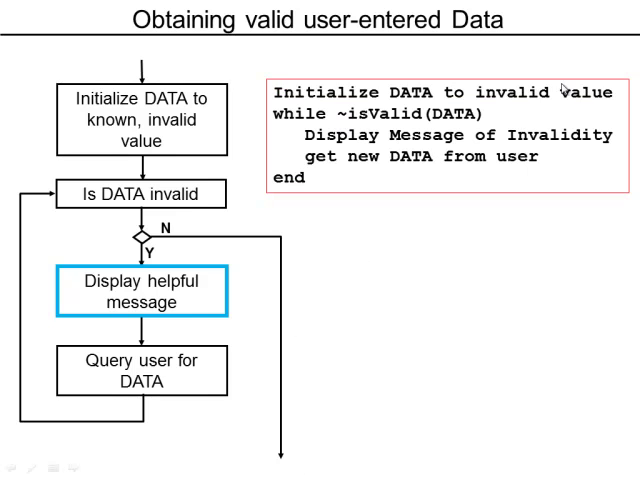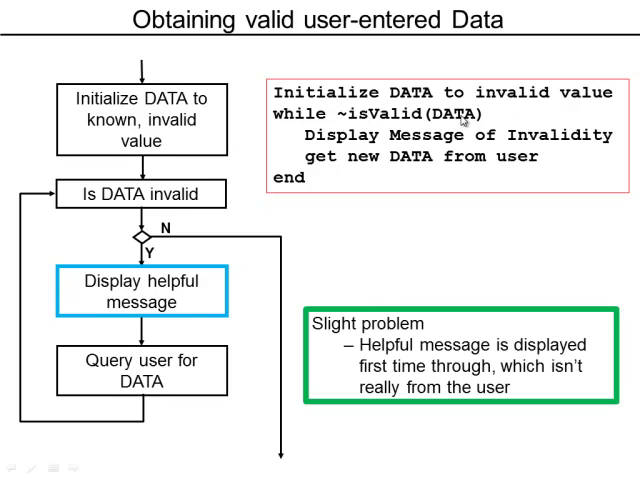Initialize data to an invalid value. While, maybe we have some function called isValid, which checks the validity of data, while that's not true, display a message of invalidity and get new data from the user and keep looping around until this is false. This being false means that the data is valid. There's a slight problem here, as this message will be displayed the first time through the loop. We initialize the data to a known invalid value. Is the data invalid? Yes, and we'll display a message even though that really isn't from the user.